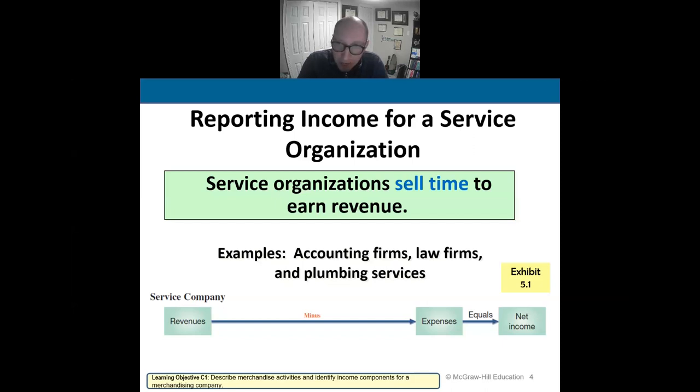On their income statement, it's real simple. They have revenue minus expenses equals net income. So their service revenue minus all of their expenses, like rent, wages, utilities, office supplies, whatever. There's a bunch of different expenses. Revenue minus all of their expenses equals net income. That's a service business. Very, very simple income statement.